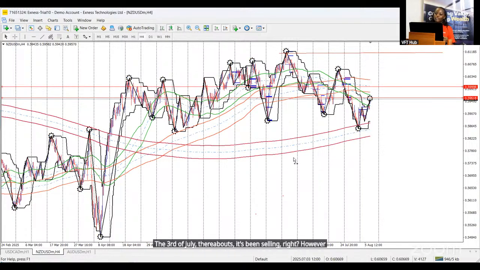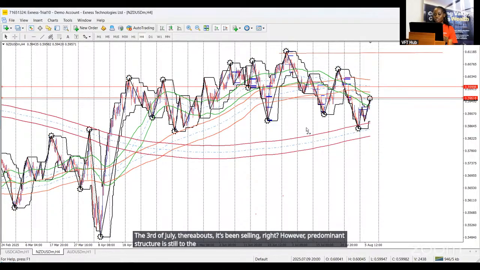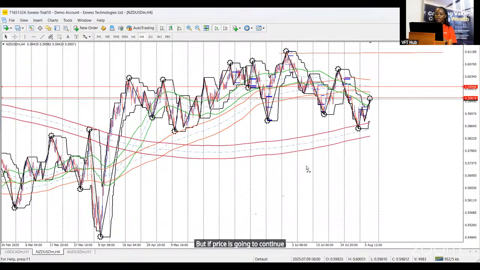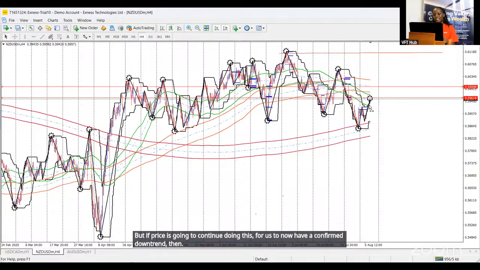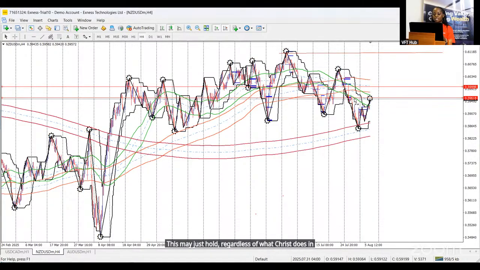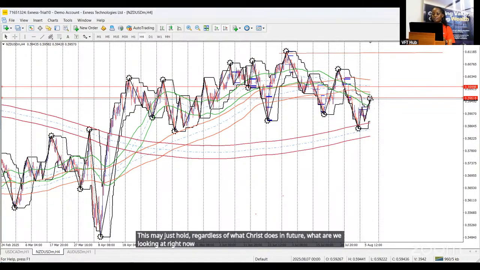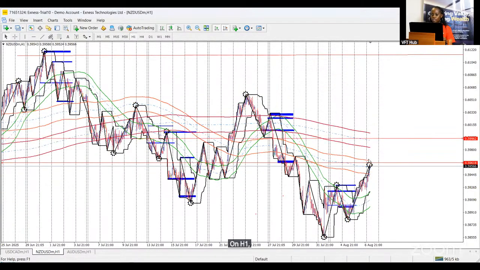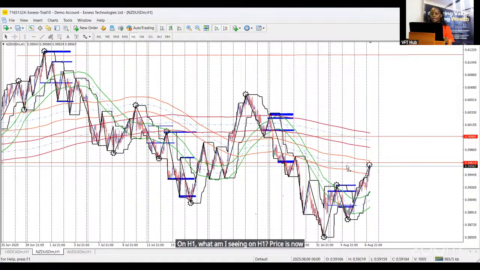However, predominant structure is still to the upside rather. But if price is going to continue doing this for us to now have a confirmed downtrend, then this may just hold. Regardless of what price does in future, what are we looking at right now? Sunshine has been printed. I'm expecting temporal sales of this guy. On H1, what am I seeing on H1? Price is now currently inside my pullback indicator.